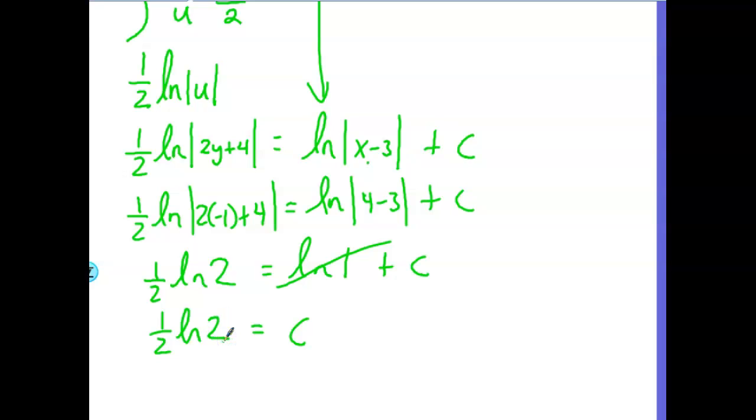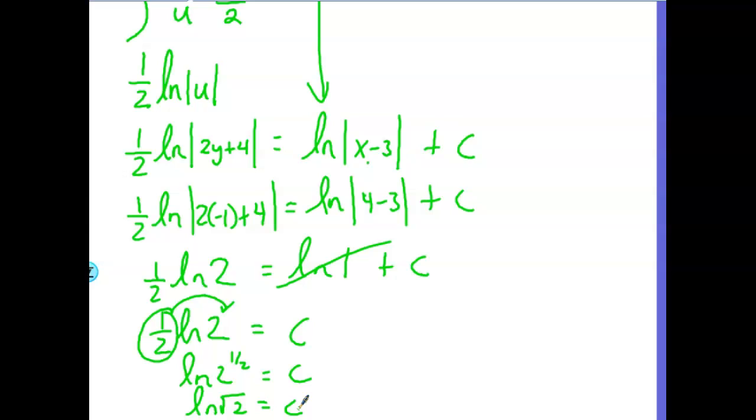Now, you can leave your answer like this if you want to, but I'm going to do a little log trick. Anytime your log has something being multiplied in the front, you can make that a power. And 2 to the half power just means the square root of 2. So I'm going to write my c like that. Not necessarily a super important thing to do, but not a bad thing either.